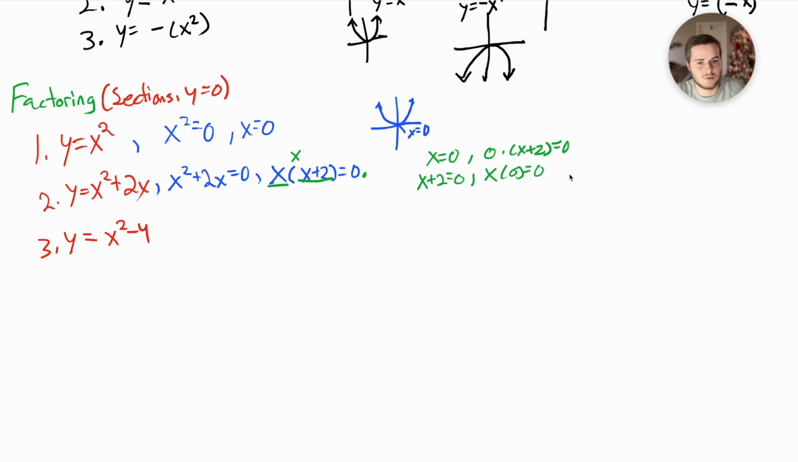So in this case, we can say for x plus 2 equals 0, and we solve for that, which is going to be x equals negative 2, just subtracting 2 from each side. And we can see that when we plug in negative 2 into x plus 2, it's going to be negative 2 plus 2, which is equal to 0.